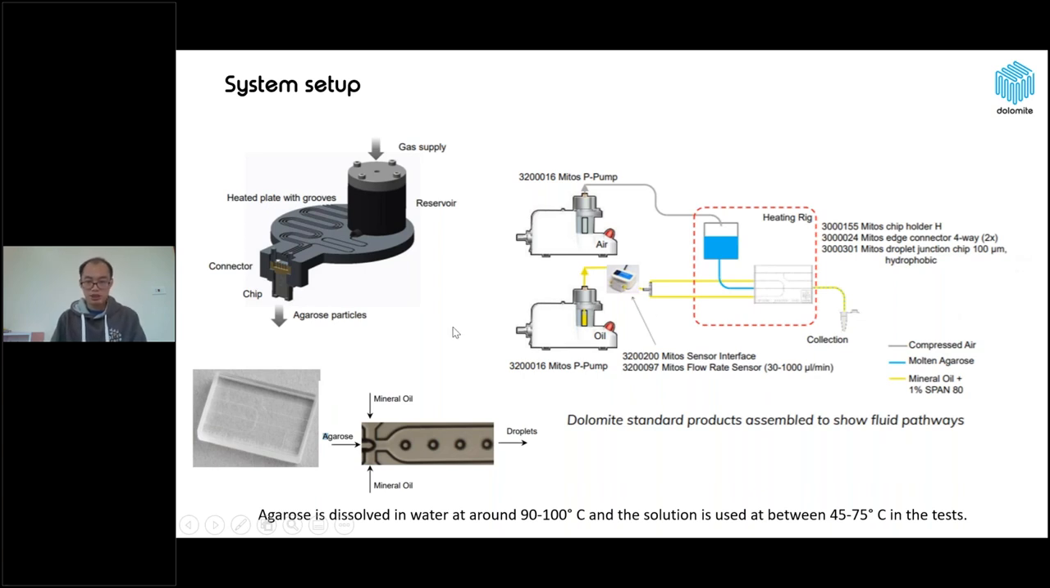This shows the component for each phase. We use molten agarose, and for the continuous phase we use mineral oil with 1% Span 80 as the surfactant. The agarose is dissolved in water at around 90 to 100 degrees C, and the final solution is used between 45 and 75 degrees C in the test.